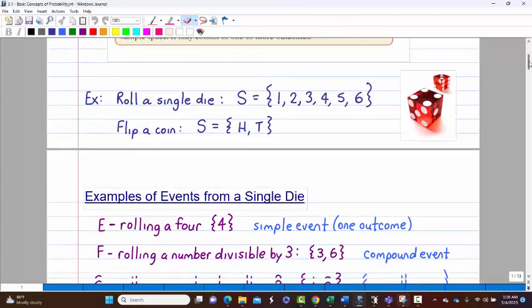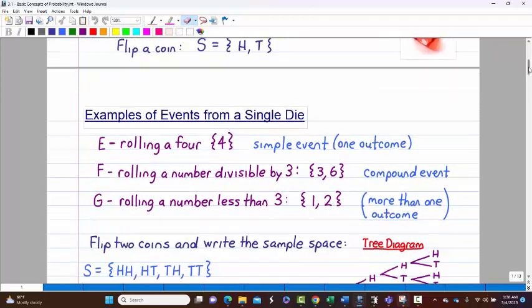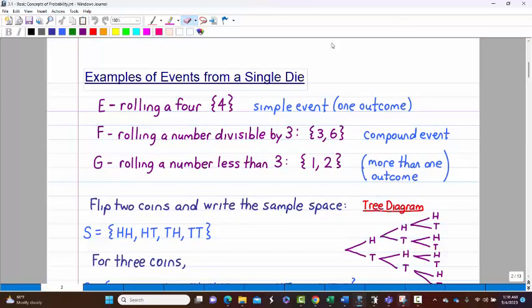Now let's look at examples of events rolling a single die. Yes, die is actually the singular word for dice. So let's take a look at this. Let's define an event E of rolling a 4. It's just going to be that one number 4, and that's called a simple event because it's just one outcome.